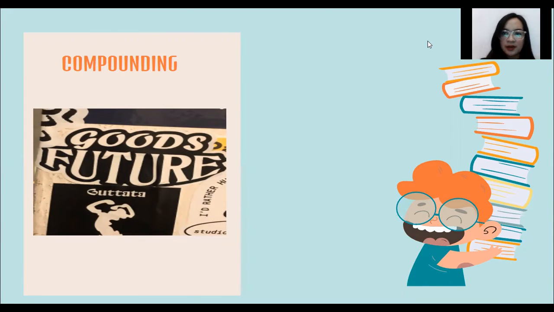And here, next, we have compounding. Compounding is the process of combining two words to create a new word. Here we have the example good feature. It comes from an adjective, good, compounded with a noun, feature. It means someone or something that is promising, seems like to have a good or successful future.